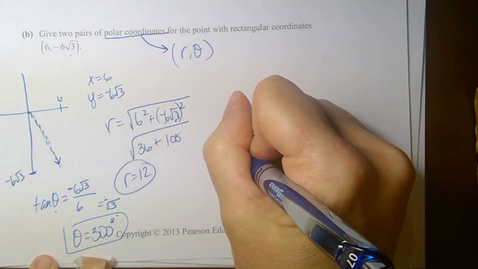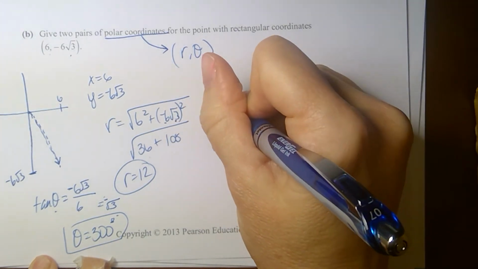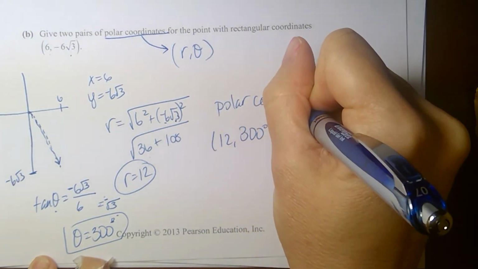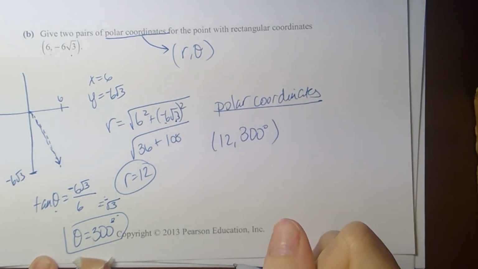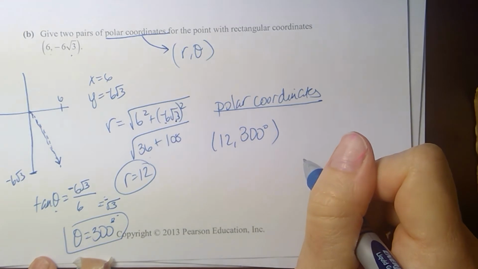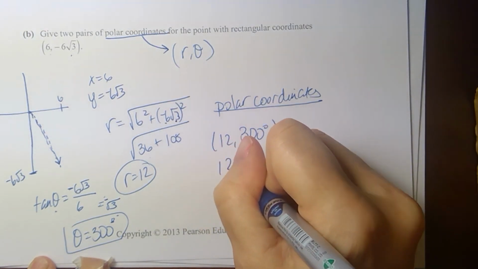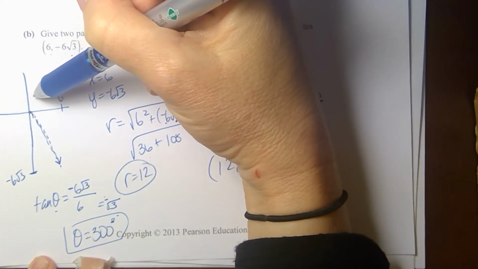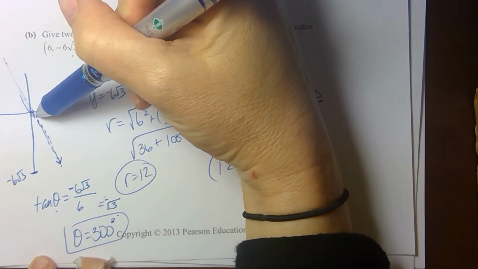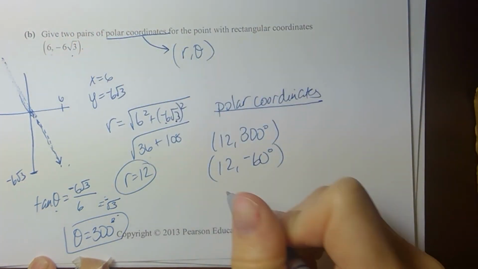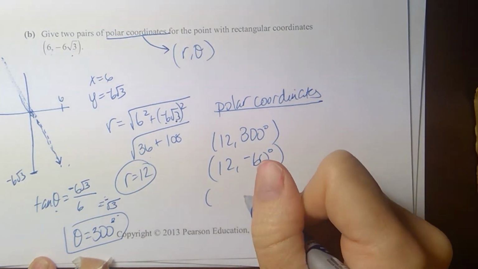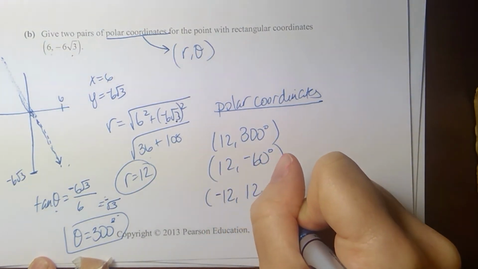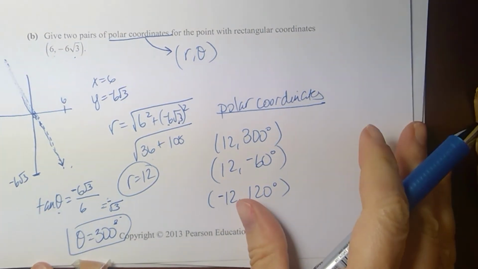The most simple version of my polar coordinates then is going to be positive 12, positive 300 degrees. That's 1 pair of polar coordinates. Another pair of polar coordinates would be to subtract 360. I'd have 12, negative 60 degrees. Or I could rotate, I could think about what is that corresponding angle up here in quadrant 2, and then do a negative 12. That corresponding angle in quadrant 2 would be 120 degrees. So it would be negative 12, 120 degrees for another pair of polar coordinates.